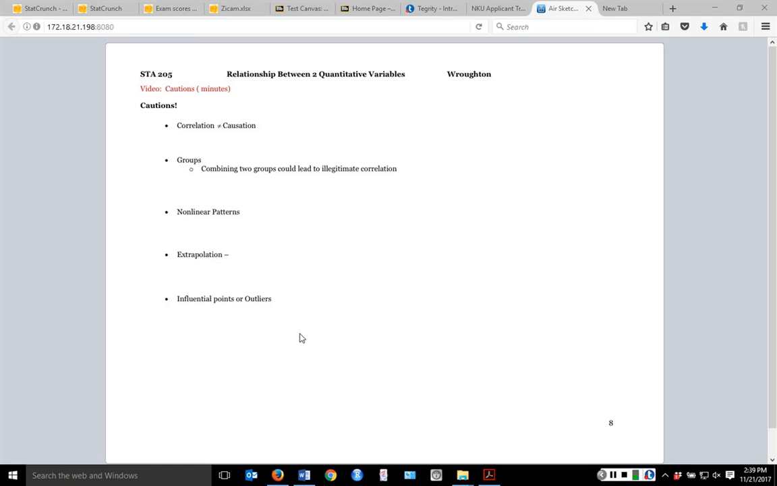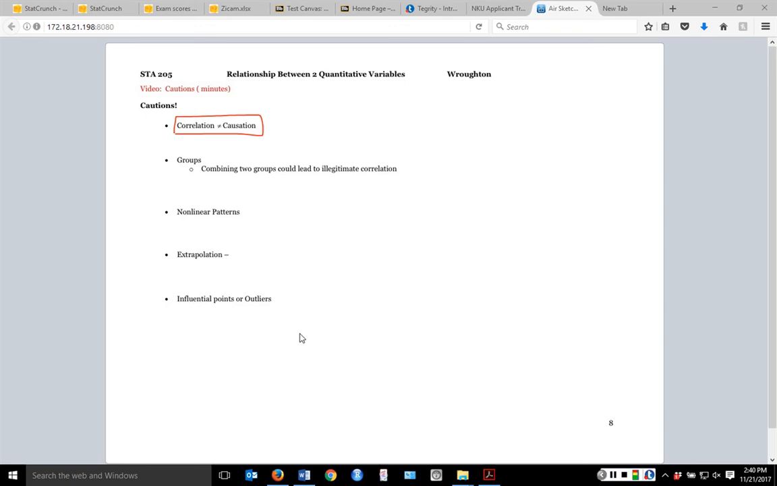This first one is a pretty big one: correlation is not the same thing as causation. That is, just because there's a relationship between two things does not mean that one is actually causing the other to happen. I can look at a plot and it appears that kids who watch more TV don't seem to do as well in school. That doesn't mean that watching TV is the cause of them not doing as well in class. There's a relationship between two things, but it doesn't mean that one is causing the other to happen.